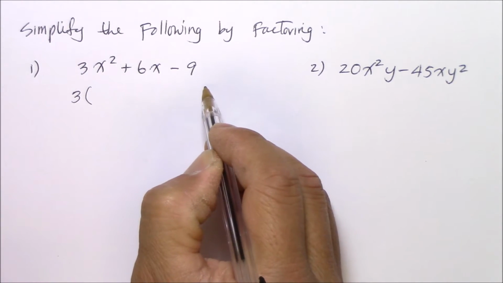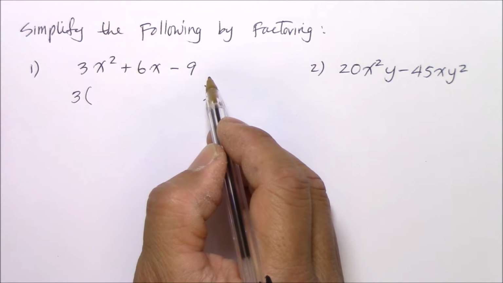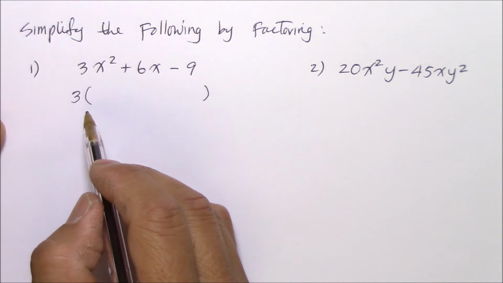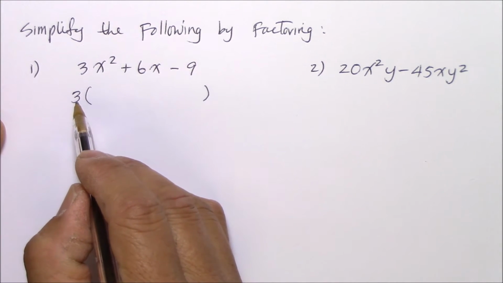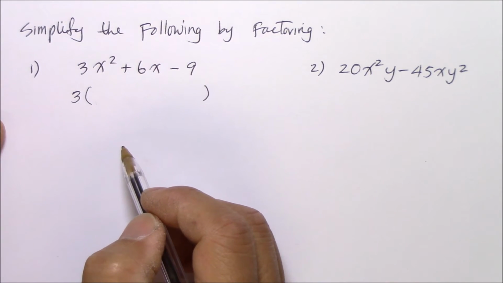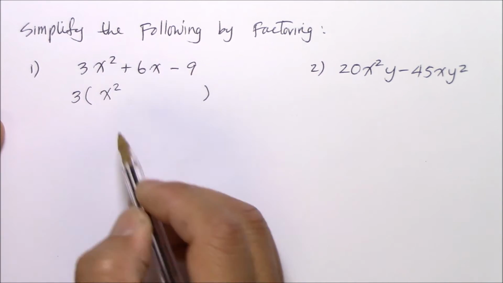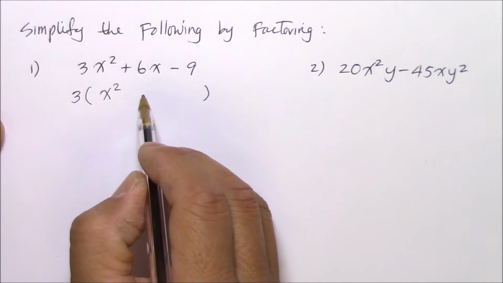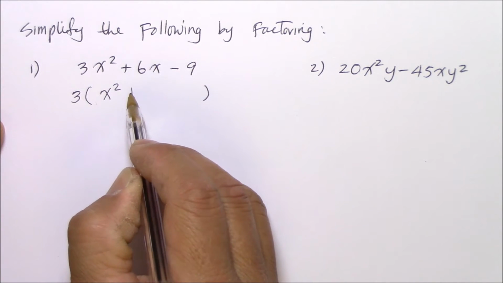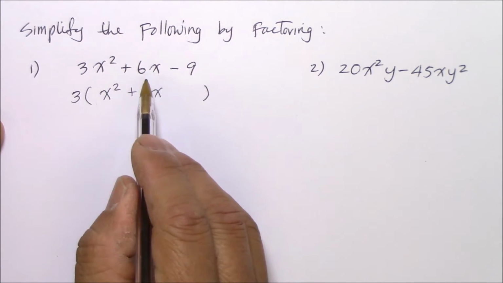And you could see what will remain. What that means is factoring is the backwards or inverse operation of the distributive property. So this is what I would ask. Well, 3 times what will give you 3x squared? Yeah, that would be x squared. 3 times x squared is 3x squared. Now 3 times what will give you positive 6x? Positive 2x, of course, because 3 times 2x is 6x.